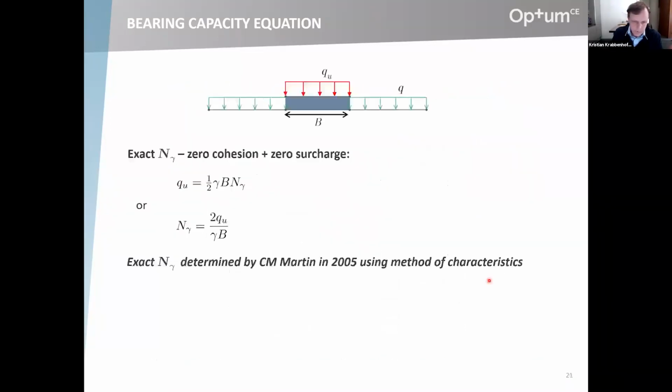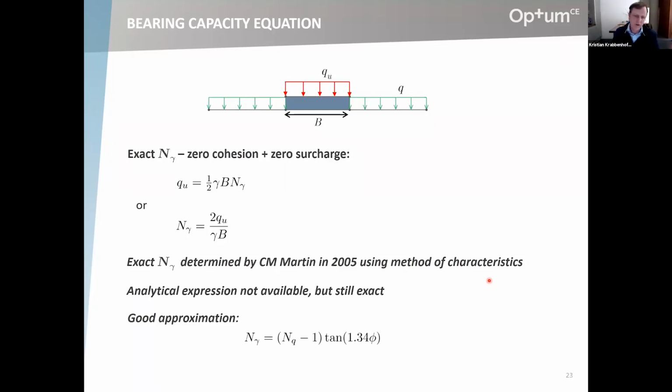So this exact N-gamma is actually available, and it was determined in 2005. An analytical expression is not available. That's not how the problem was solved, but I think that doesn't detract from the exactness of the solutions. And you can come up with various curve fits for the N-gamma, for the exact N-gamma. This one is a pretty accurate one and a simple one as well.